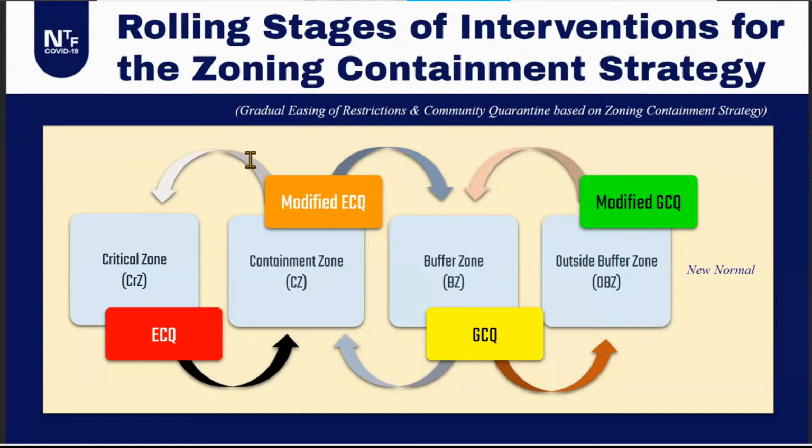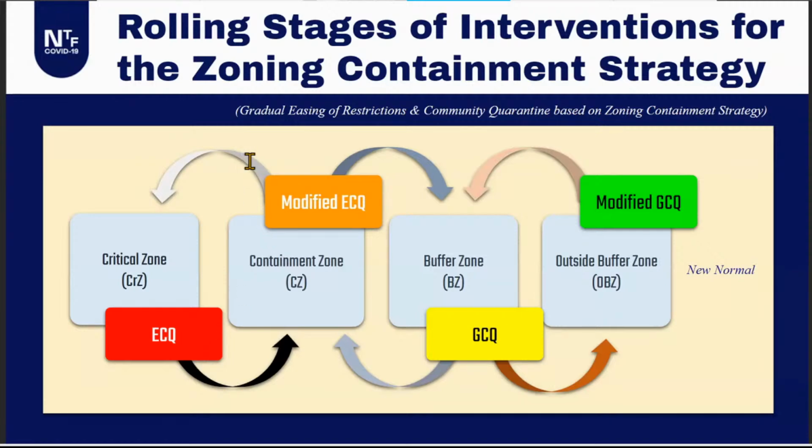Ang ibig sabihin lang po ng rolling stages of intervention is that it's a set of community quarantine interventions in the zoning containment strategy, which will allow and authorize the local authorities to implement a localized COVID-19 response. The rolling stages of intervention is a framework in which a type of community quarantine is designated for each zone. So for example, for critical zone, ang community quarantine intervention is ECQ.